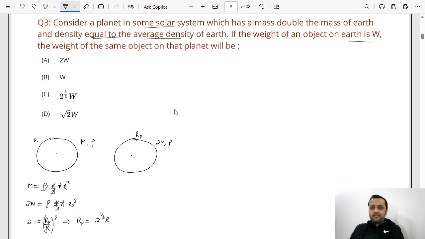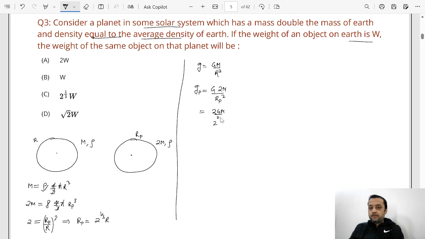Now look, we know the value of gravity. How do we write it? Gravity is gravitational constant into the mass upon radius square, right? So this is the gravity of the Earth. What will be the gravity of the planet? That will be G into mass of the planet upon radius of the planet square. So rp square, and rp value we already know is how much? That is 2 to the power 1 by 3 r.